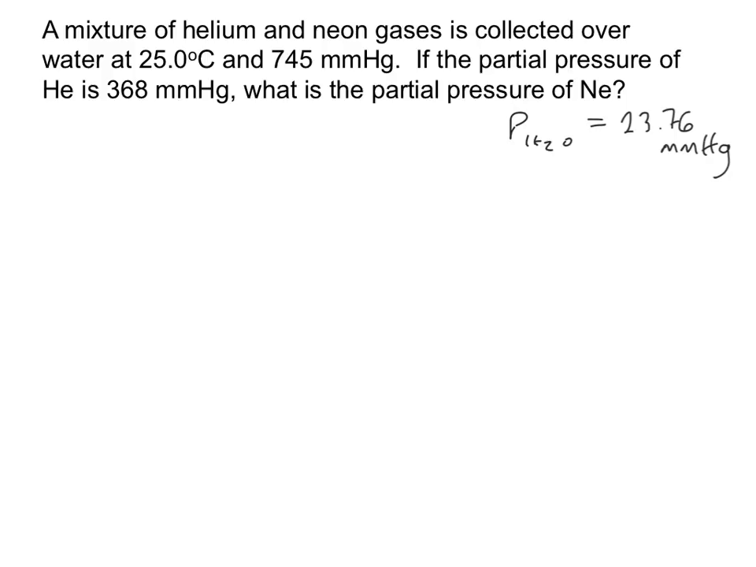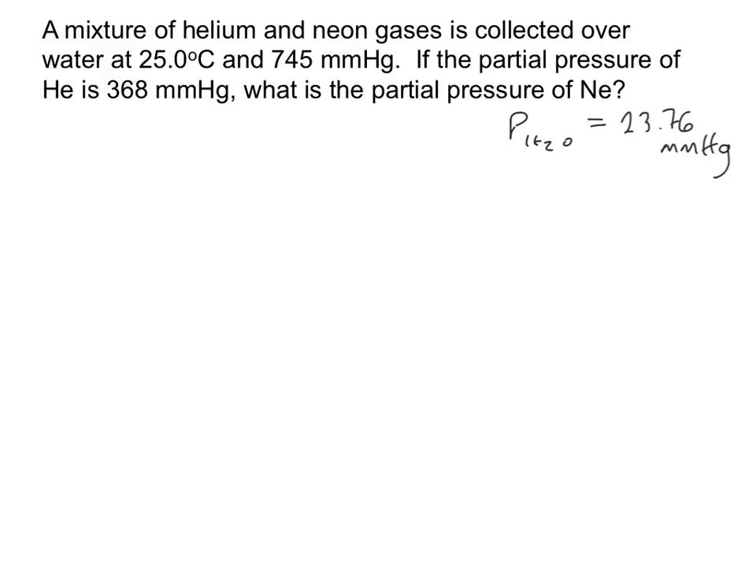So given this problem that we have here, we've been told we have a mixture of helium and neon gas, and that has been collected over water at 25 degrees C and a pressure of 745 millimeters of mercury. If the partial pressure of helium is 368 millimeters of mercury, what is the partial pressure of neon?